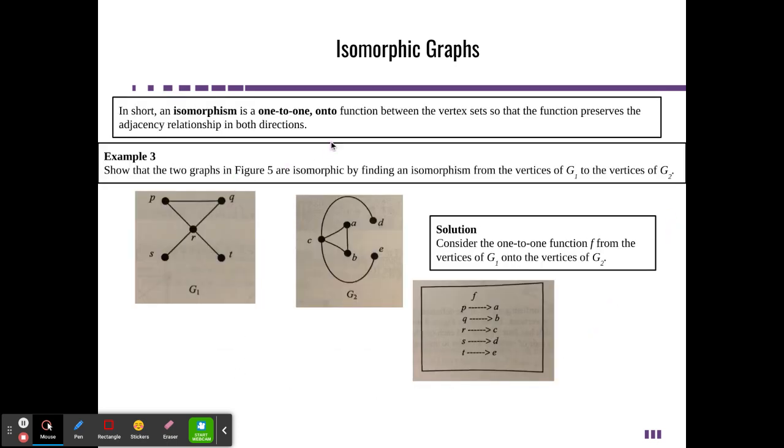All right, so let's take a look at some examples. In short, an isomorphism is a one-to-one onto function between vertex sets so that the function preserves the adjacency relationship in both graphs. Remember, adjacency is the idea that P and Q are adjacent. All right, so let's take a look at this. Show that the two graphs in figure 5 are isomorphic by finding an isomorphism of vertices G1 and G2.